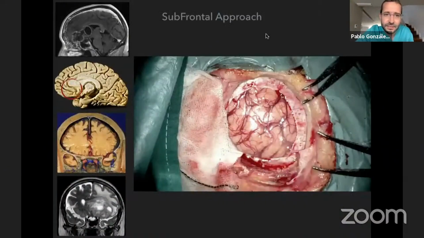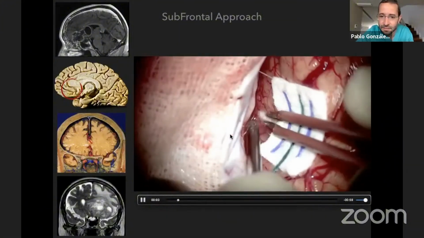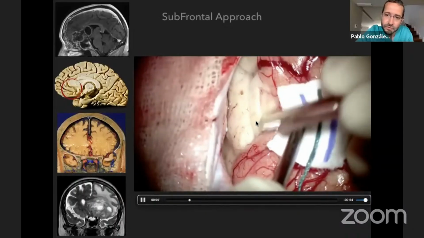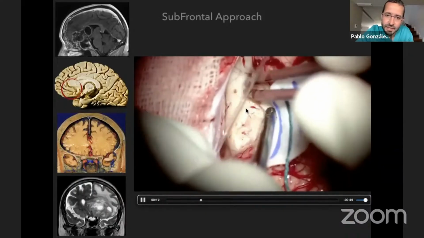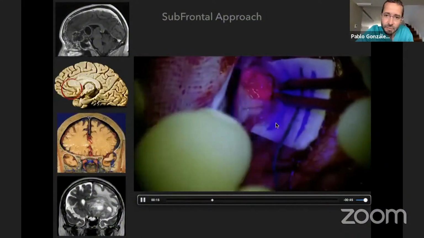In this case, the approach I chose was the subfrontal one. So this is a quite unifrontal lateral supraorbital approach. We are approaching the base of the frontal lobe. So we identify the fronto-orbitary sulci. And now we start our resection, trying to debulk as much as we can of this tumor.